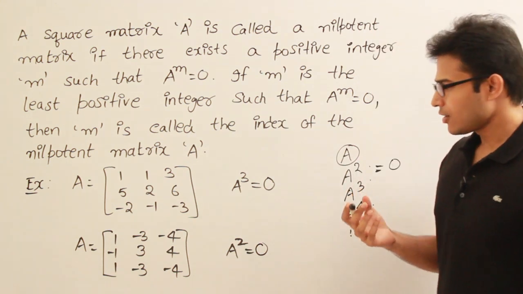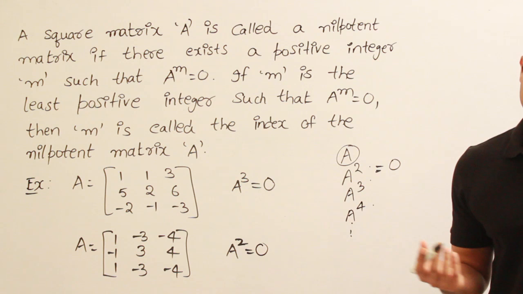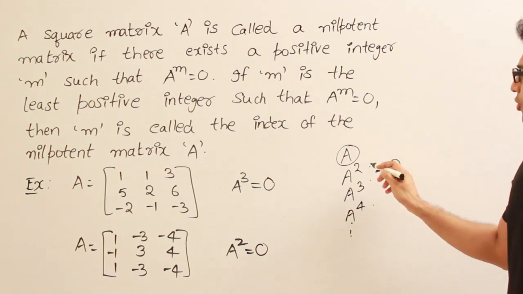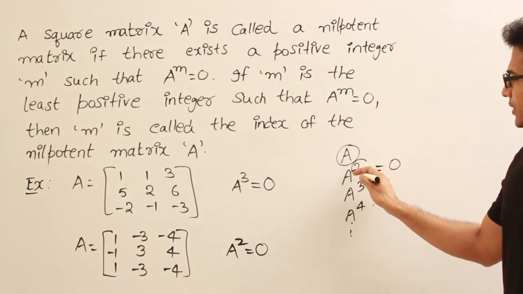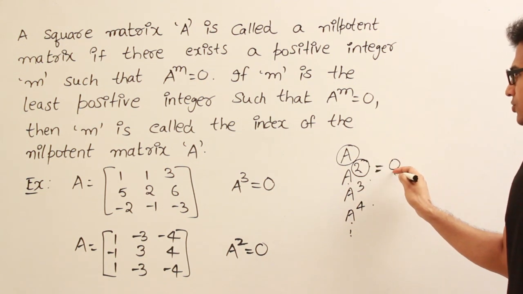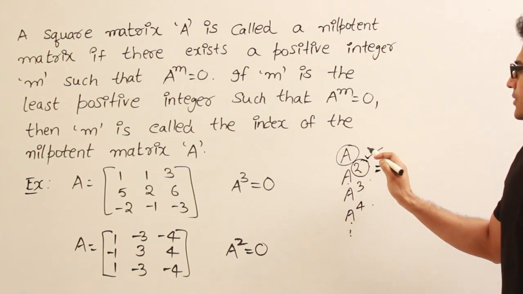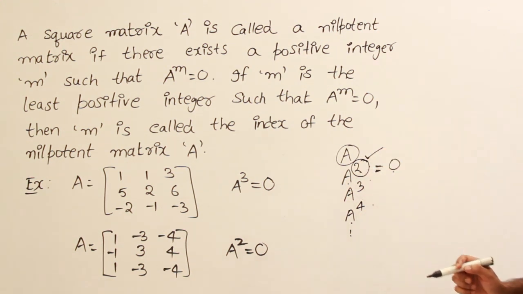So it is not always true that every matrix is nilpotent. Only for some matrices you will get such a thing. And then the smallest value of m for which A power m is equal to null is called the index, right? Index. So I'll just give you some examples.